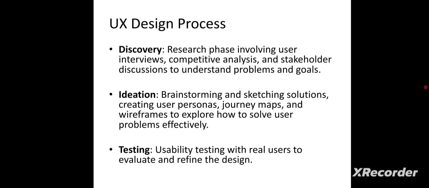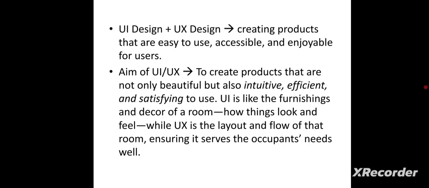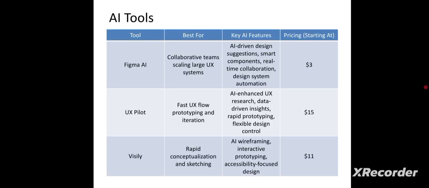Next, moving on to the UX design process, it consists of three different stages. First one is discovery, next one is ideation, and next one is testing. In discovery, the stage involves research such as user interviews, competitor analysis, and stakeholder discussion. In ideation, designers brainstorm ideas, create personas, and develop possible solutions. In testing, designs are tested with real users to identify usability issues and improve the product. Next, we are going to see the role of AI in UI UX design.